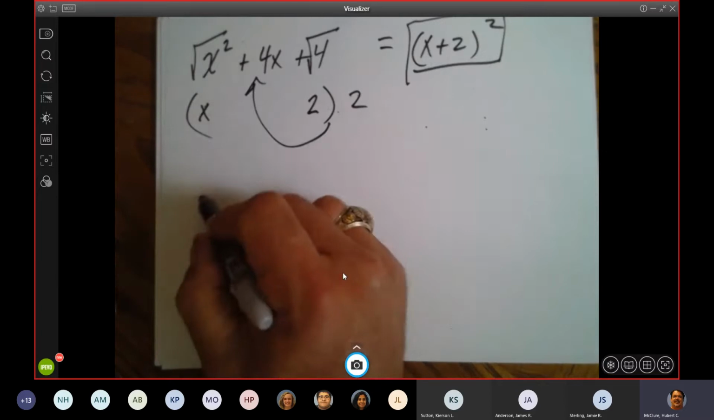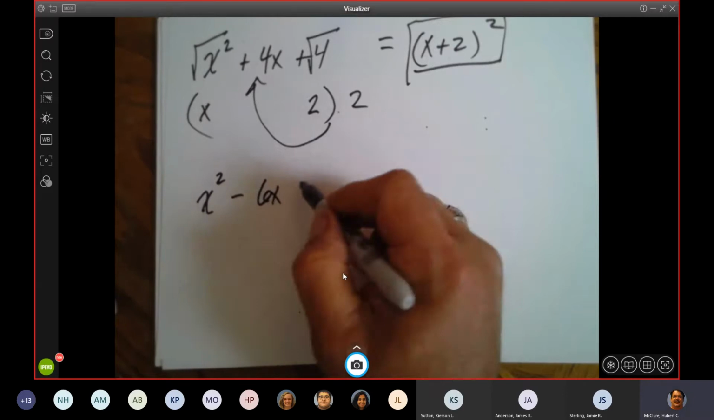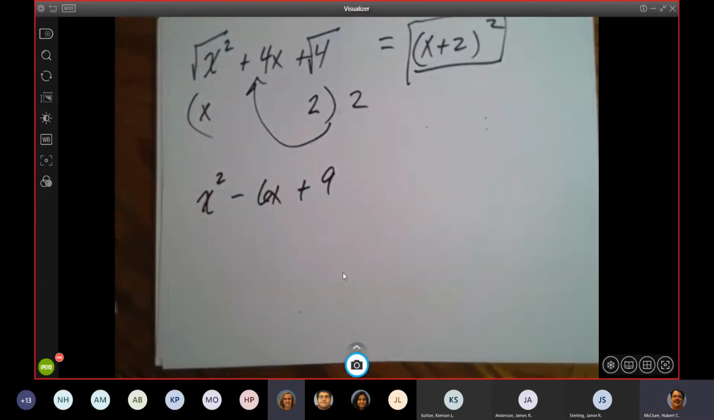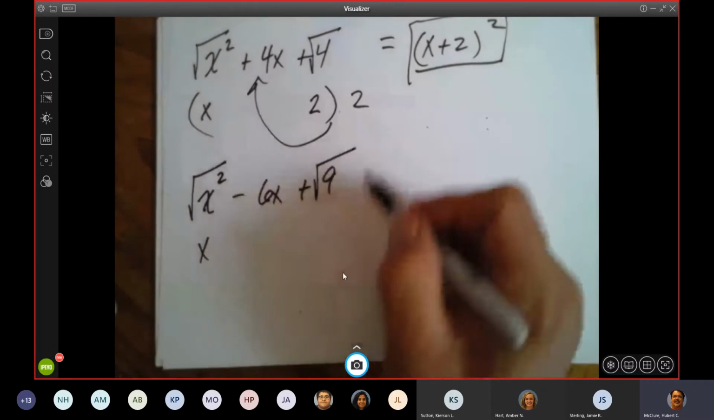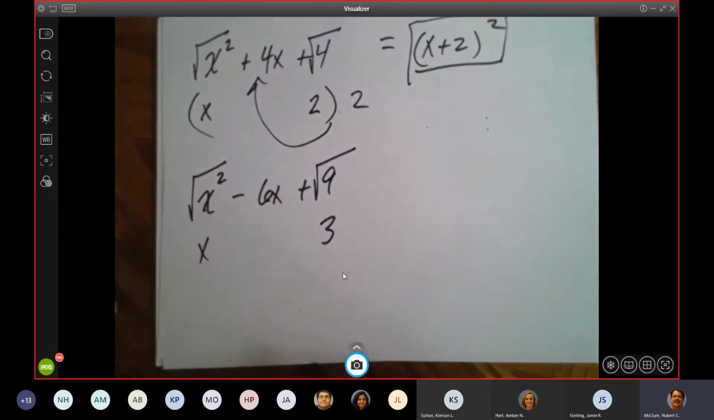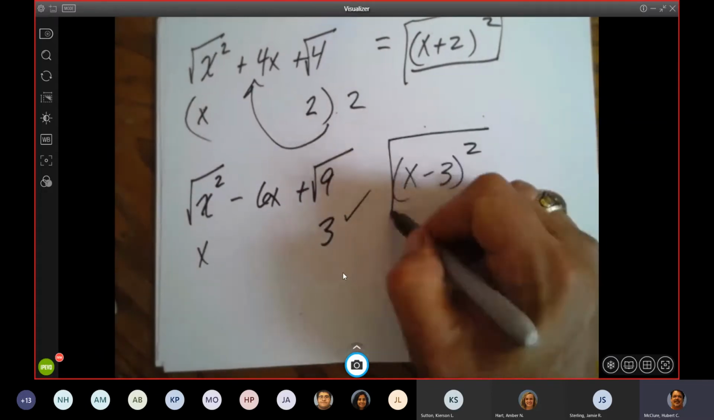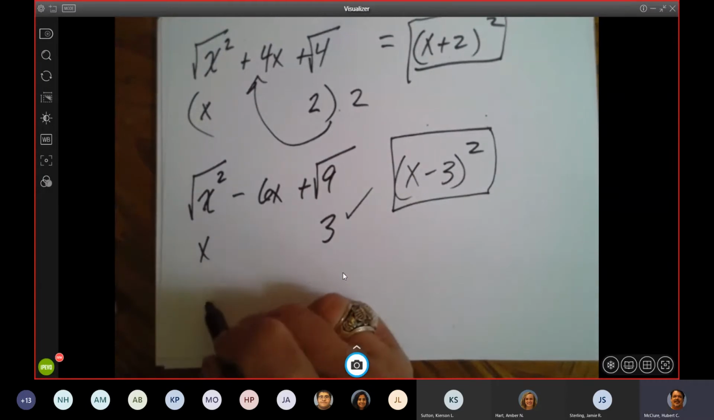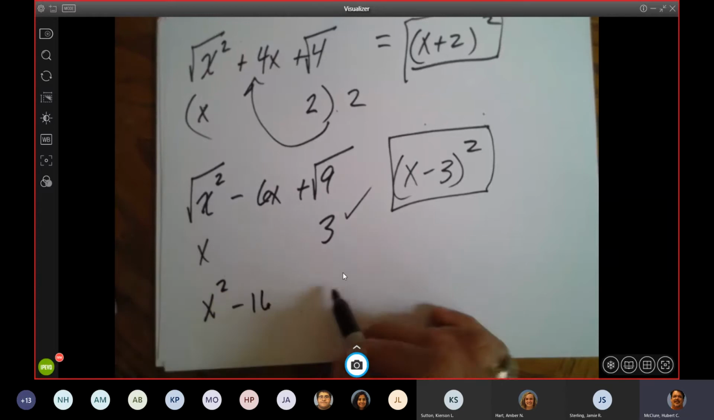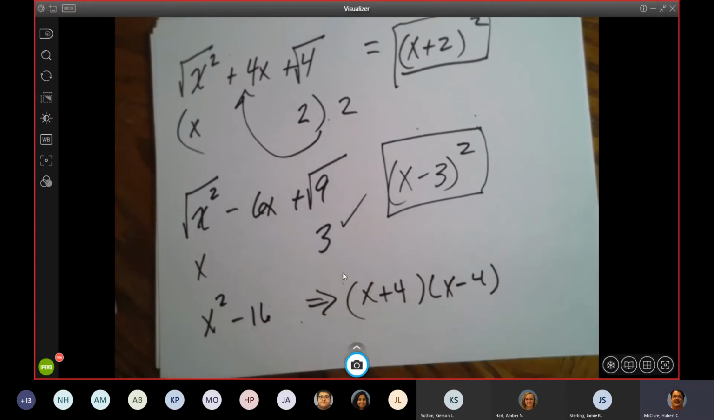Let's do x squared minus 6x plus 9. You mean cubed or squared? X squared, sorry. Smart aleck. X squared, take the square root. Take the square root. 3 times 2 is 6 times x is 6x. So this is a shortcut: (x minus 3) quantity squared. And x squared minus 16 is equal to (x plus 4)(x minus 4). Shortcut number 3.